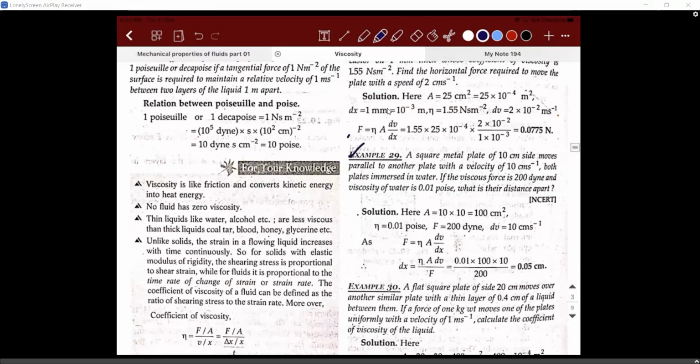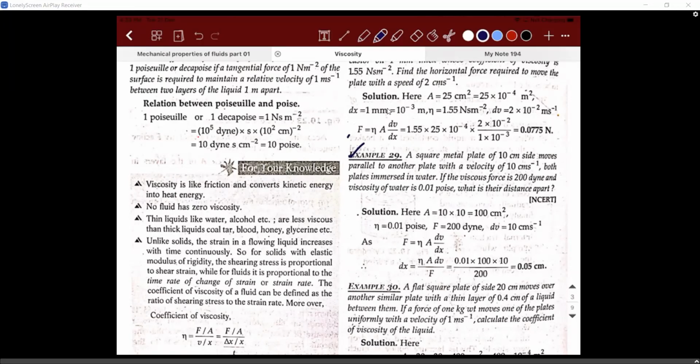This is an NCERT problem. What are they saying? There is a square metal plate of 10 centimeter side moves parallel to another plate with a velocity of 10 centimeter per second. Both plates are immersed in water. If the viscous force is 200 dyne and viscosity of water is 0.01 poise, what is their distance apart? Let me read out the question again.